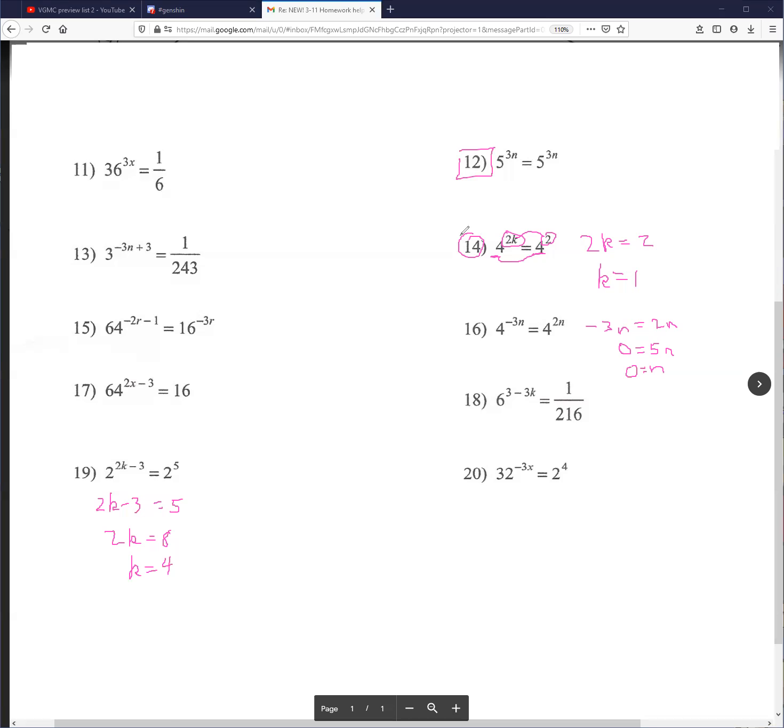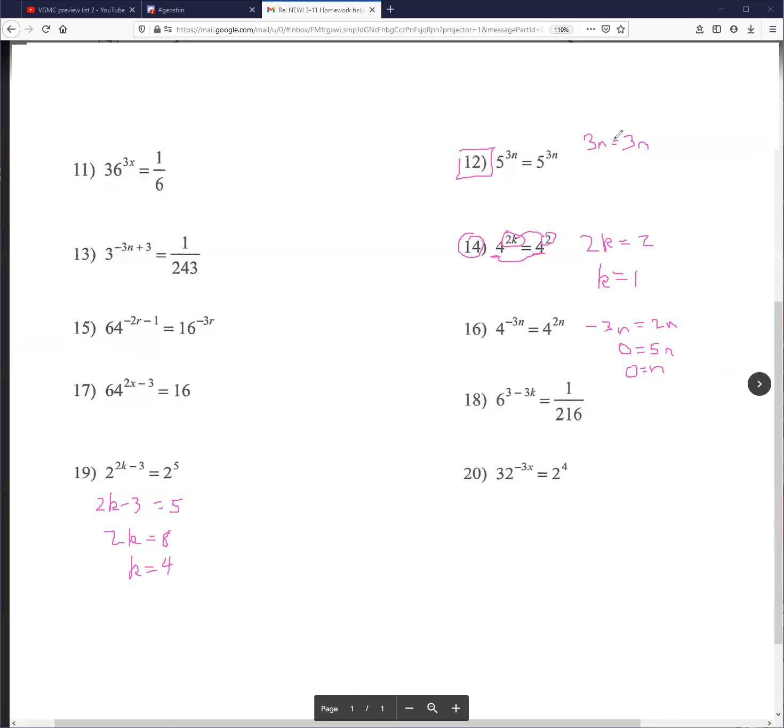And 12 really kind of looks like the questions we just did a second ago, and it is, in effect, because it's 3n equals 3n. But this one's a little weird. You have to ask yourself, when does 3n equal 3n? Like, is there a specific number? Like in these ones, k equals 1 was the time that made 14 true. n equals 0 is the time that made 16 true. When does 3n equal 3n?